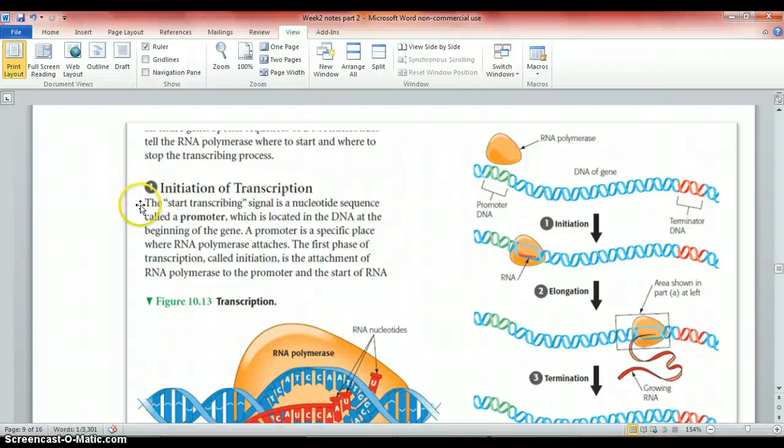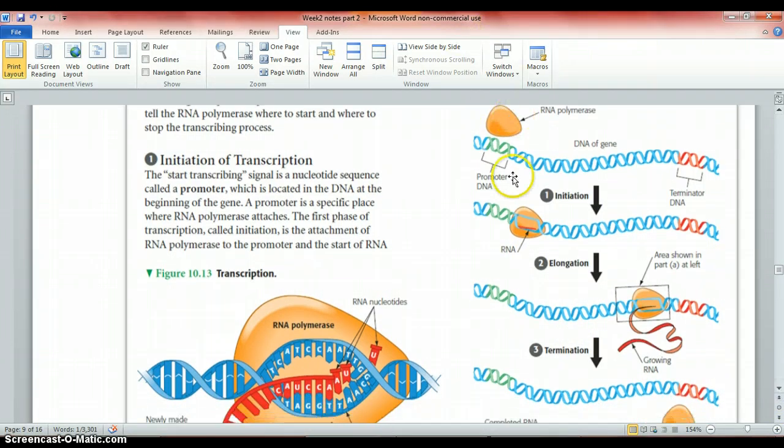So to initiate transcription, the start transcribing signal is a nucleotide sequence called a promoter. So here it's green and labeled promoter in case you're colorblind, which is located in the DNA at the beginning of the gene. So before you have the gene, you're going to have a promoter. Makes sense. The first phase of transcription, called initiation, is the attachment of the RNA polymerase, that's our little polymerase, to the promoter and the start of RNA.